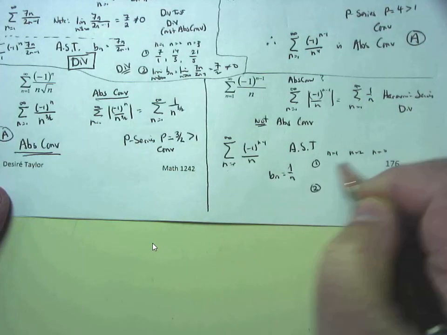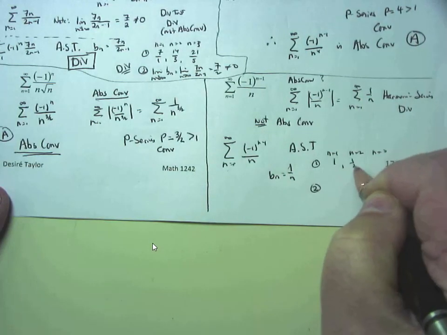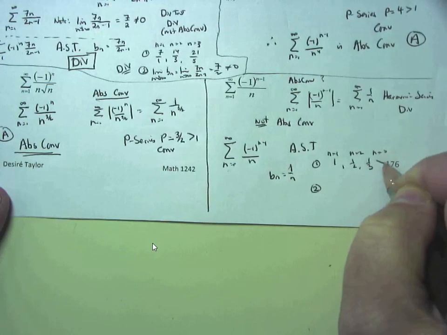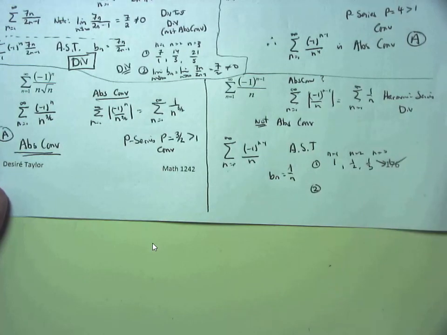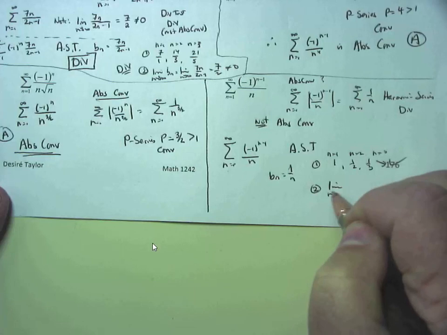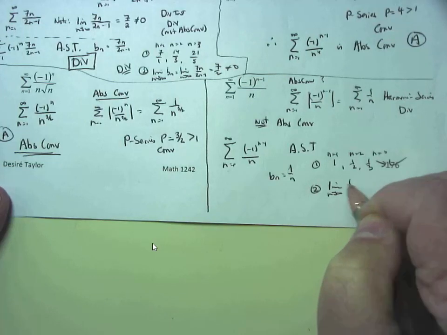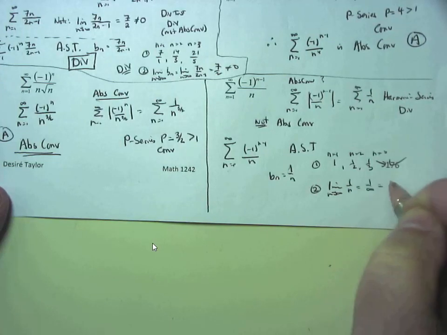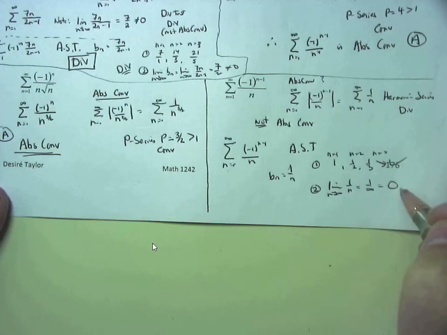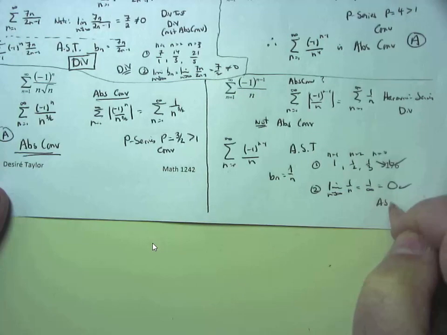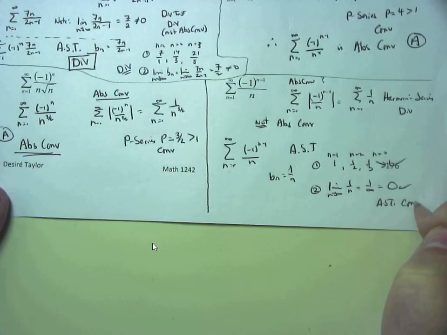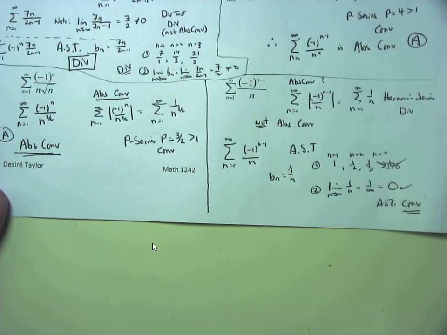1 over 1 is 1. 1 over 2 is a half. 1 over 3 is a third. Yep, these terms are definitely going down. And number 2, when I take the limit as n approaches infinity of 1 over n, I get 1 over infinity, which is 0. So the terms go down and the thing goes to 0, which means by the alternating series test, it is convergent, right?